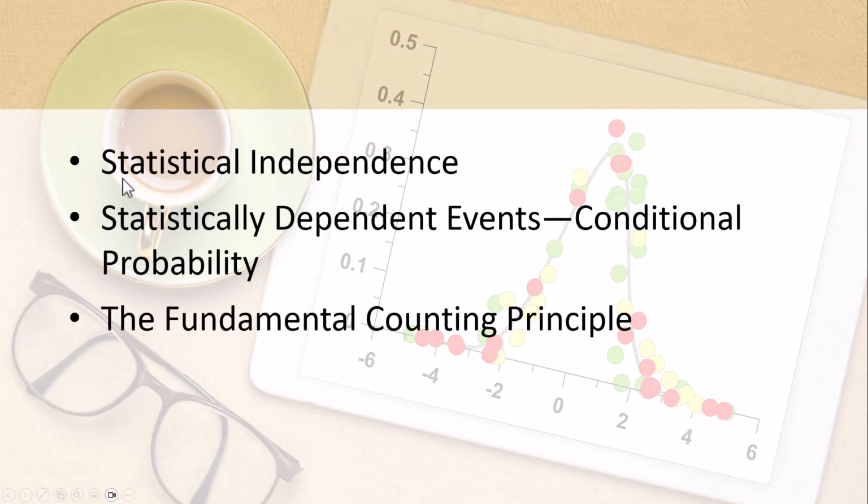So in video 1, we did statistical independence. In video 2, we talked about statistically dependent events, where one event depends upon another, and introduced the notion of conditional probability, probably the most challenging part of this section. Today, in this video, we're going to talk about the fundamental counting principle.